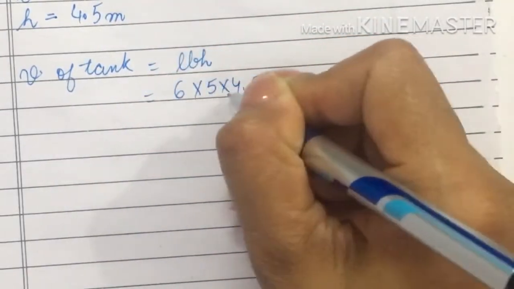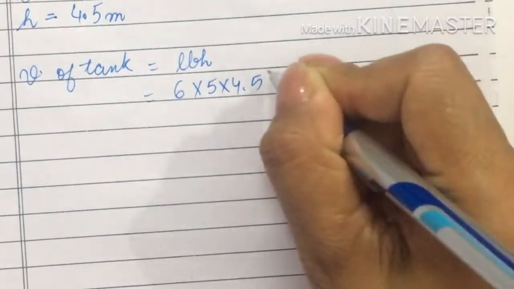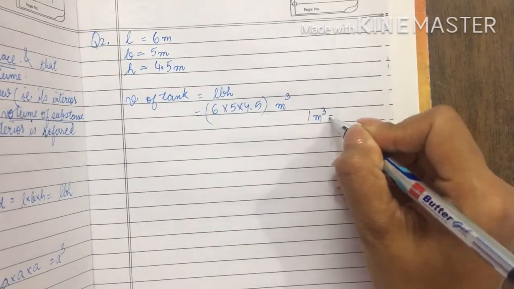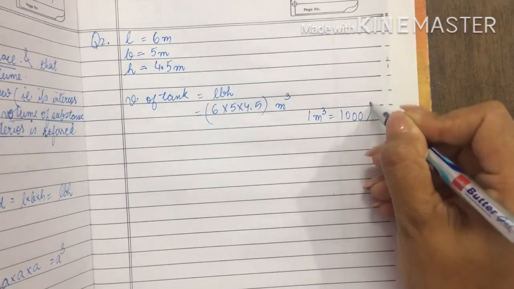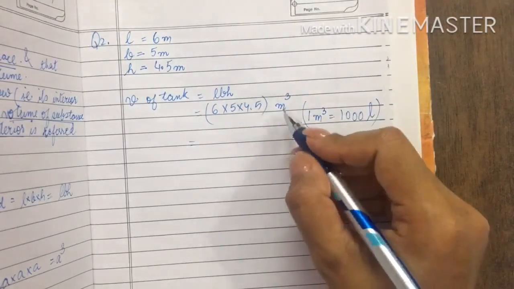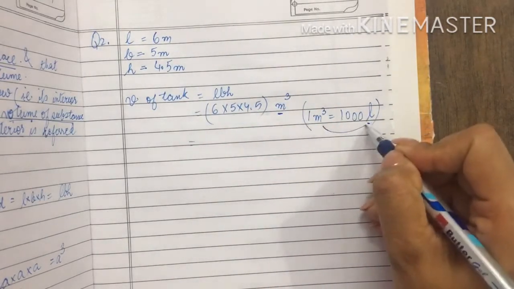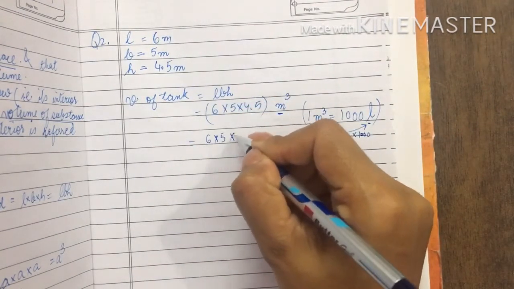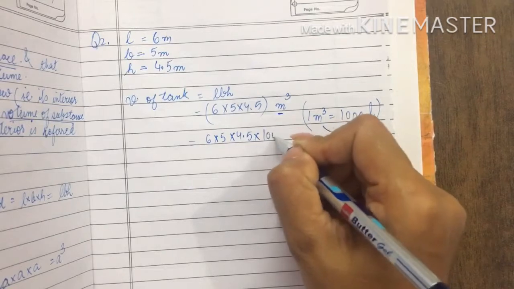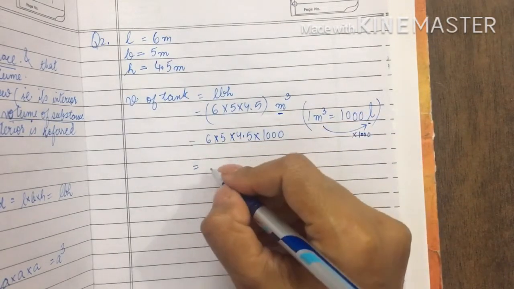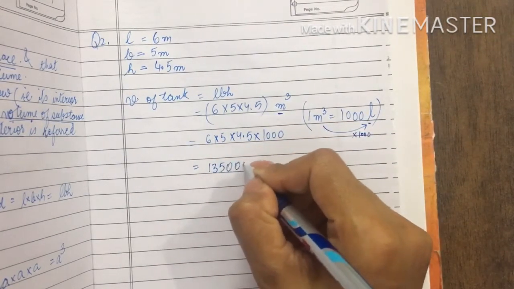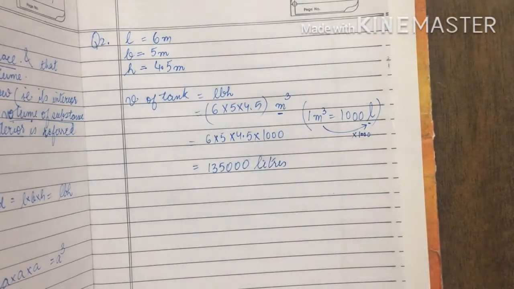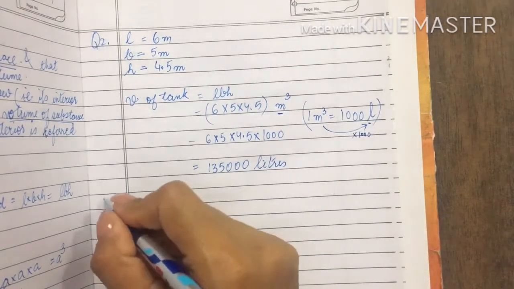Since these three dimensions are in meters, the volume will be in meter cube and the answer is required in liters, and we've been given that 1 meter cube equals 1000 liters. So to convert meter cube into liters, we shall be multiplying with 1000. So the answer obtained from here will be multiplied with 1000 and hence the answer will come out to be 1,35,000 liters. So this is the volume of the water that the tank can hold.